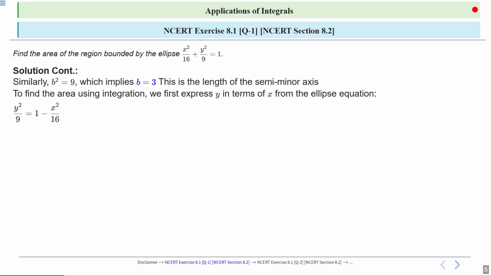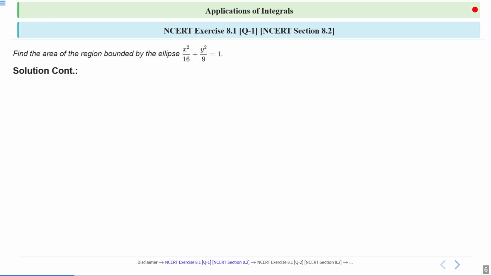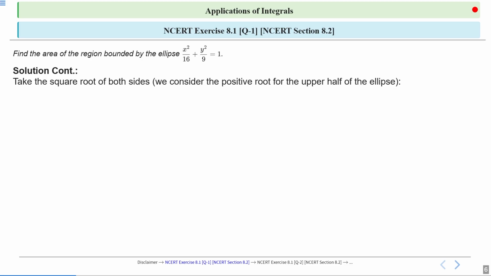So we first express y in terms of x from the ellipse equation. So y square by 9 is equal to 1 minus x square by 16. Multiply by 9. We get y square is equal to 9 times (1 minus x square by 16). Just combine. We get y square is equal to 9 times (16 minus x square) by 16. Take the square root of both sides. We consider the positive root for the upper half of the ellipse. Okay, so y is equal to under root of 9 times (16 minus x square) by 16.